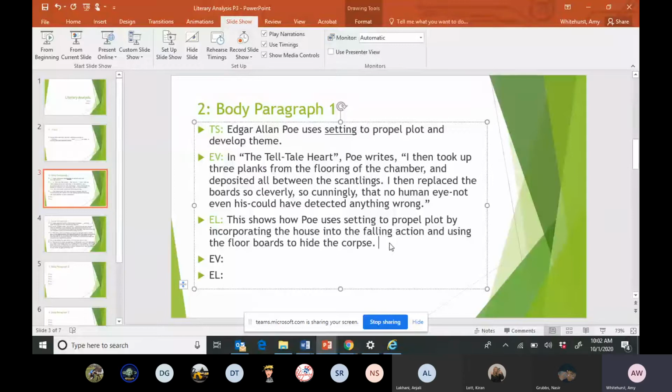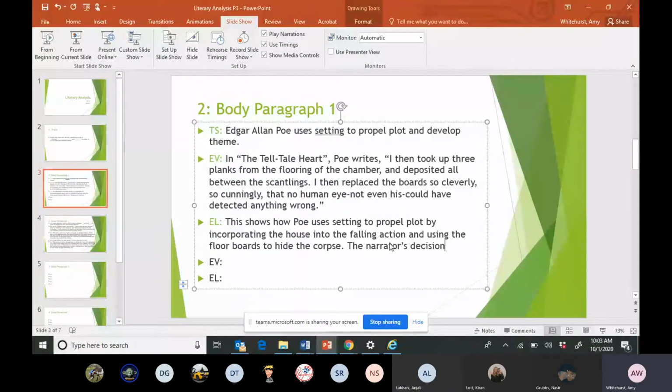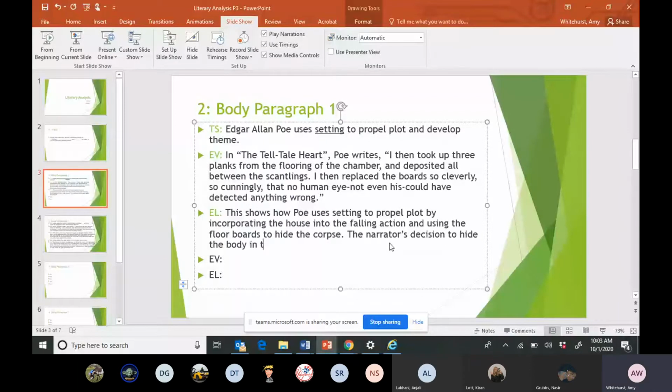So what did I say was the second part of our elaboration? What do we have to do next? Explain how it develops theme. Exactly. So we can say that the narrator's decision to hide the body in this manner, which just means in this way, contributes to Poe's development of theme.